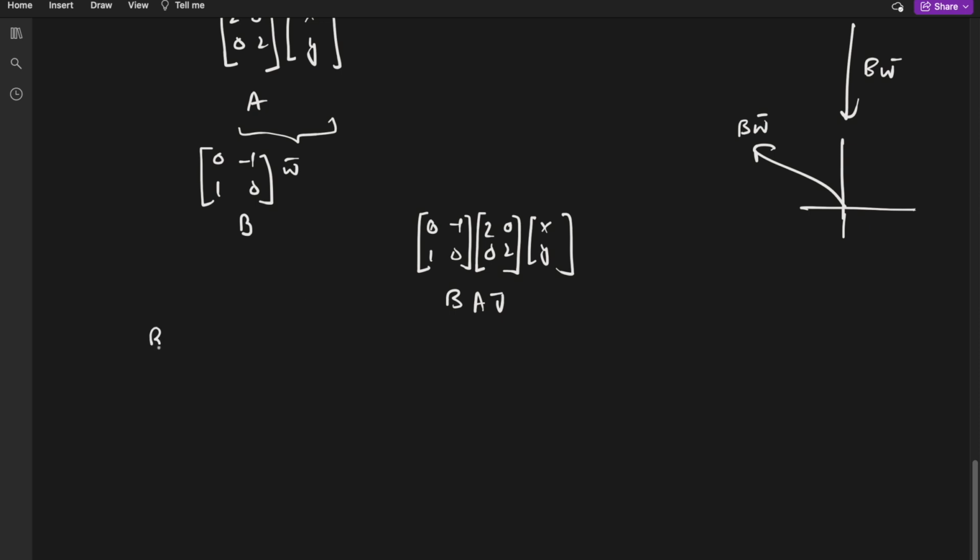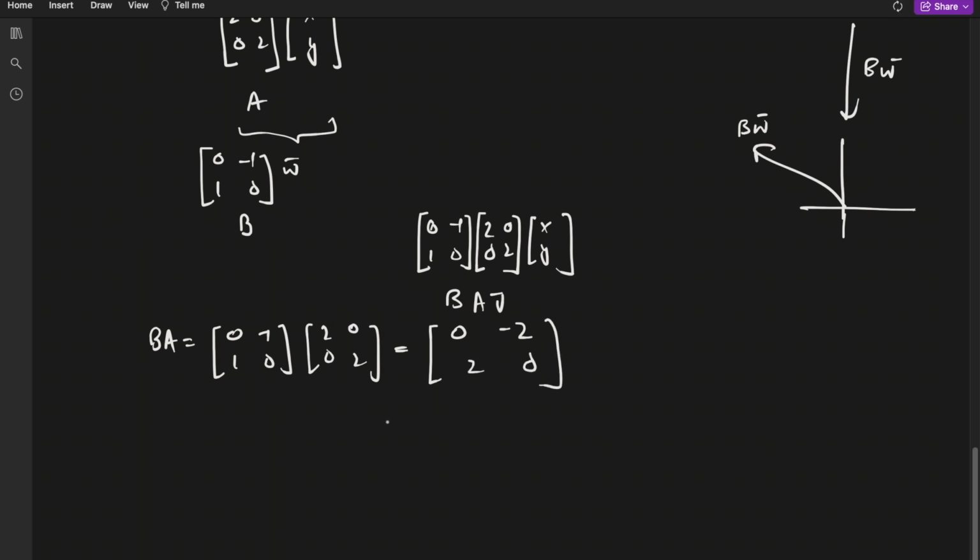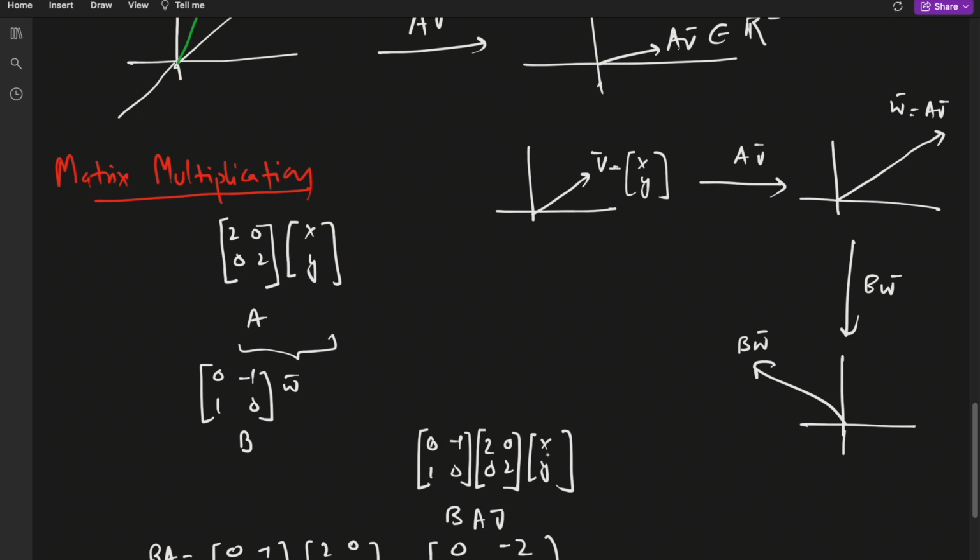For example, what will be B times A? This is nothing but 0 minus 2, 2 and 0. And if you apply this matrix directly to V, you will get the same vector. Either you apply individually, first transforming vector V using A, then transforming the resultant vector W using matrix B, or you can directly reach here.